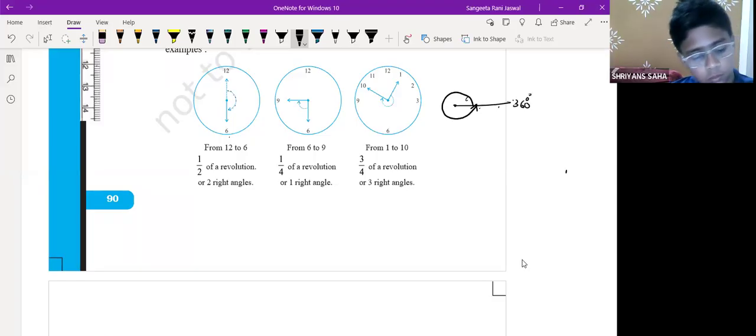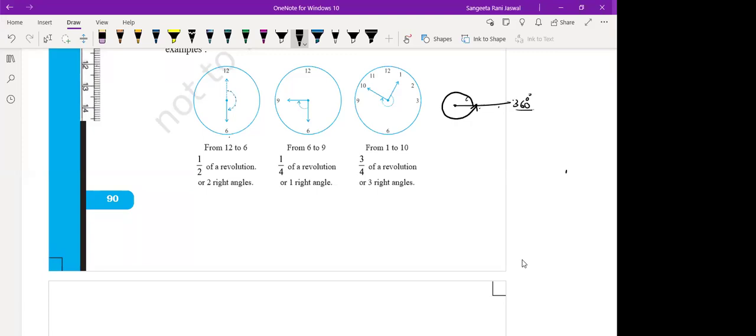It started from 0 degree till complete revolution is 360. But now your needle started from here and it stopped here. So that means it's in a straight line. So that means it's a half revolution. So it is making two right angles.